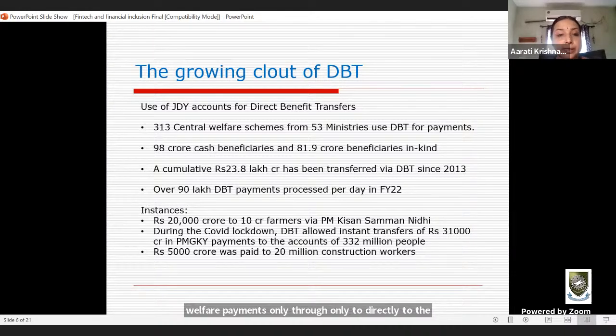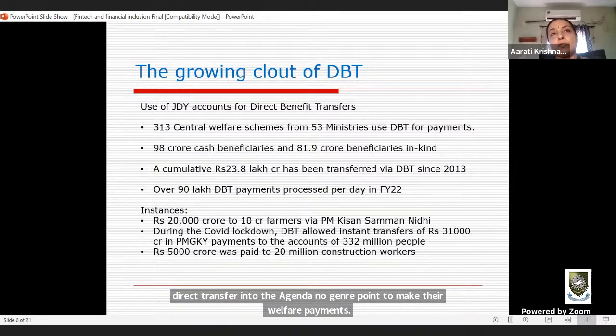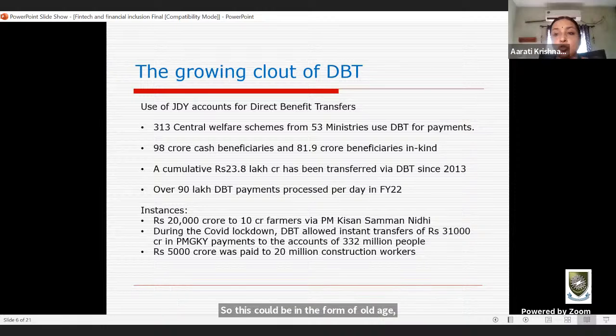So recently, if you see, 313 central welfare schemes from 53 ministries are using direct benefit transfer, which means direct transfer into the Jan Dhan Yojana account to make their welfare payments. So this could be in the form of old age pension, it could be MGNREGA payments, it could be any kind of welfare payment. So all of this is being transferred based on the Jan Dhan Yojana. So basically, all this goes to show how the JAM Trinity has enabled inclusion in many ways. It has helped many people open their first bank accounts.